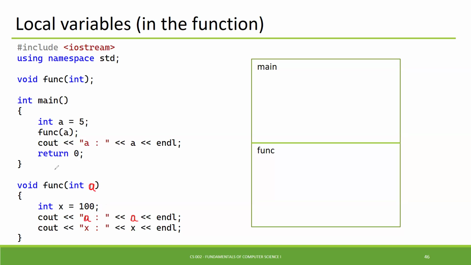And I have A in the main, right? So the same name in the main and the function. Okay. And I'm going to show you what happens here. At first, A is 5.